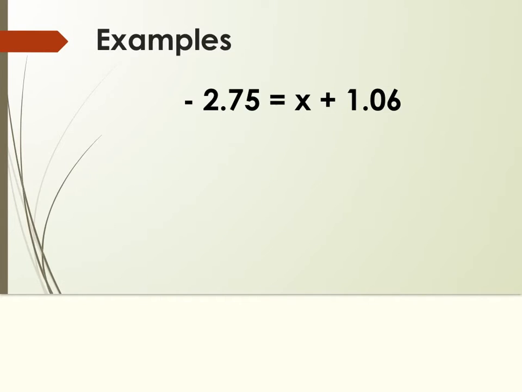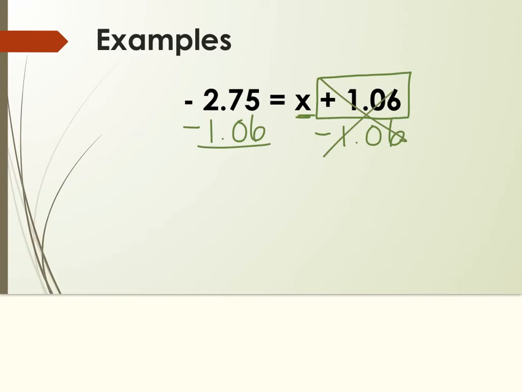Negative 2.75 equals x plus 1.06. Again, we are looking for just x, so we need to take whatever is with the x. Right now it is a plus 1.06. The inverse operation would be to subtract 1.06, and we do that from both sides. That cancels out the positive 1.06 and leaves an x.